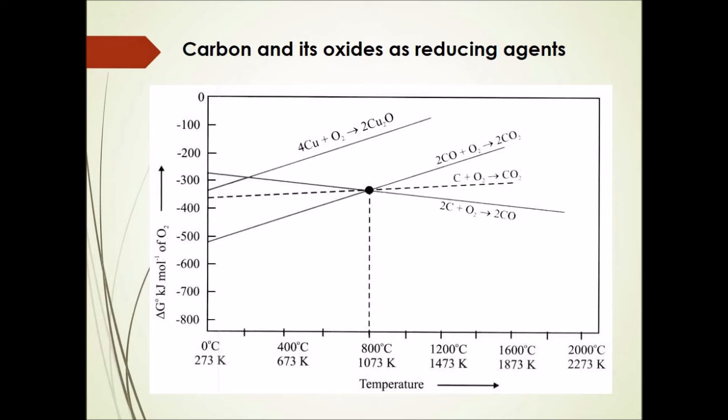Kindly note the temperature, it is important and always asked. At temperatures below 1073 Kelvin, the better reducing agent is carbon monoxide. At temperatures above 1073 Kelvin, coke acts as a better reducing agent.